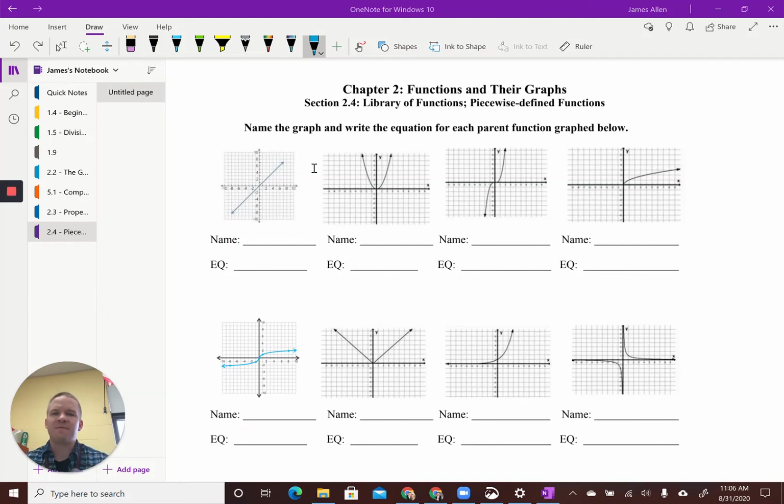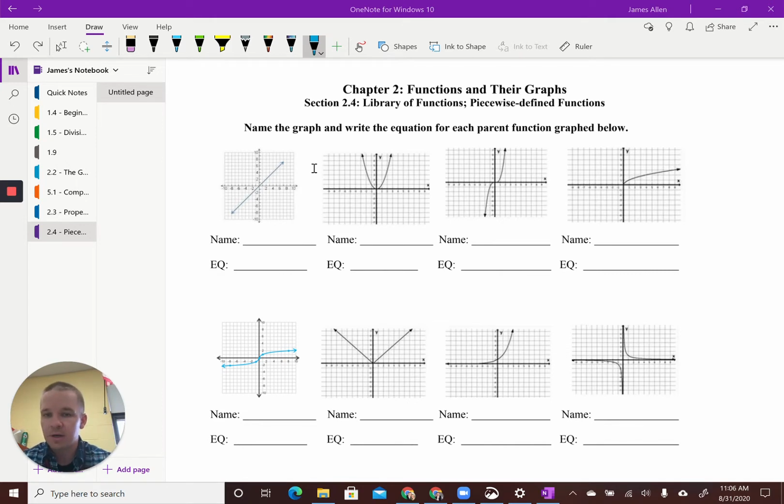All right, it's time for 2.4, which will be going through a library of functions as well as piecewise defined functions. Stuff you've seen before, but definitely need to review it and expand upon it a little bit, which I love doing. All right, first off, let's go through our library of functions. We've got a handful here, to say the least.